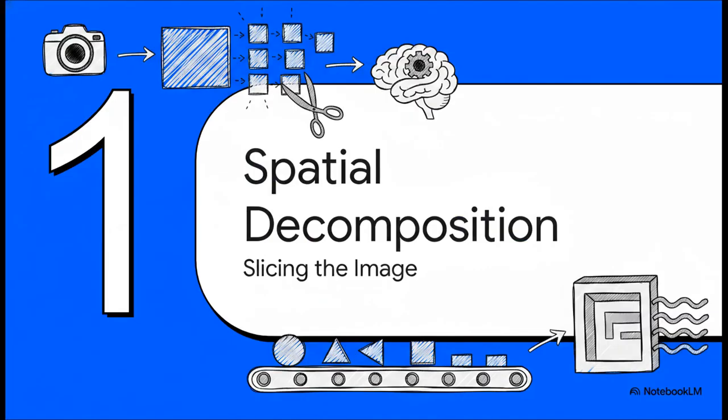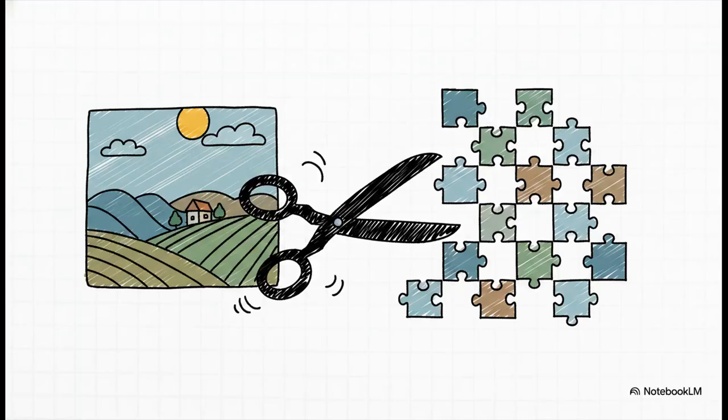Step 1, spatial image decomposition. This is where the physical, tangible, raw material actually enters the system. Because before an AI can understand an image, it has to digest it. So, our standard input is a 224 by 224 pixel image, with the standard 3 color channels for red, green, and blue. But here's the thing.